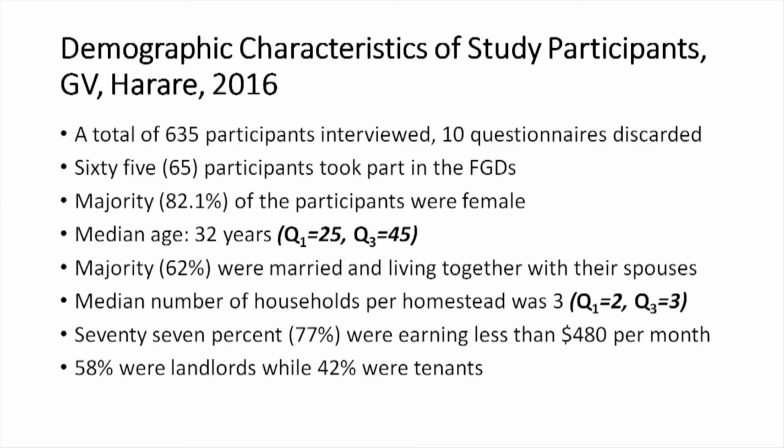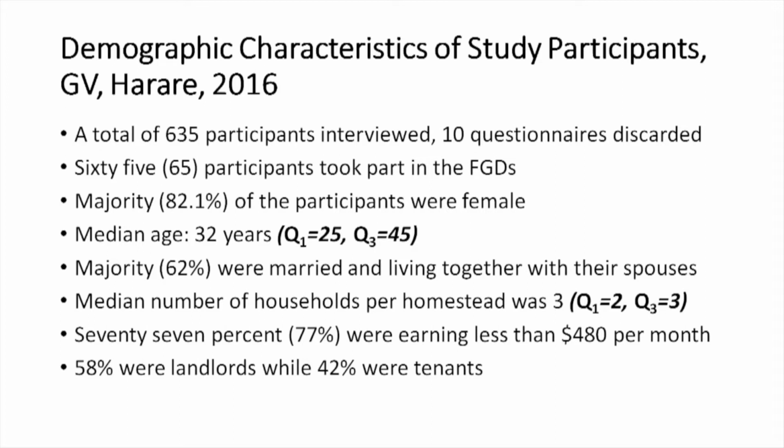This is what we found. We interviewed 635 people, but discarded 10 questionnaires because they had gross lack of information. The focus group discussions had 65 participants. The majority of the participants were female, the median age was 32, and the majority were married and staying with their spouses. The median number of households per homestead was 3, and 77% of the people were living on less than $480 per month. We're using the US dollar, by the way.